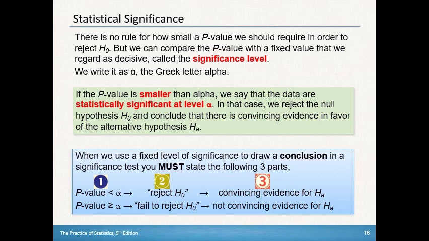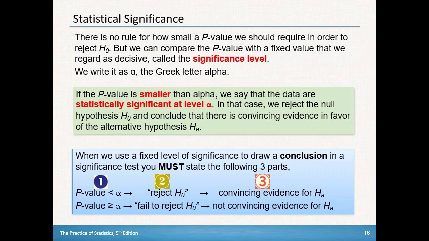Our conclusion will have 3 components. First, you'll compare your p-value to your alpha. Then you'll either reject or fail to reject. And then you will say we either have convincing evidence or we do not have convincing evidence of HA, all based on your p-value. So if the p-value is lower than alpha, we reject it. We have convincing evidence of HA. If your p-value is greater than alpha, then we will fail to reject it, and we'll say we do not have convincing evidence of HA.